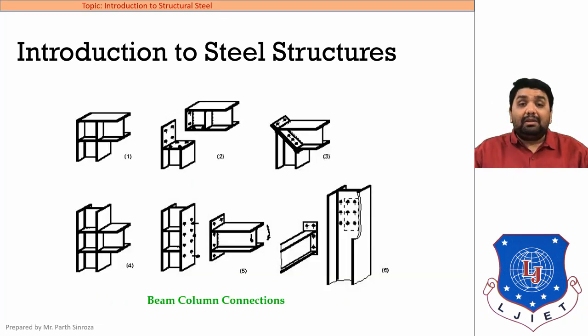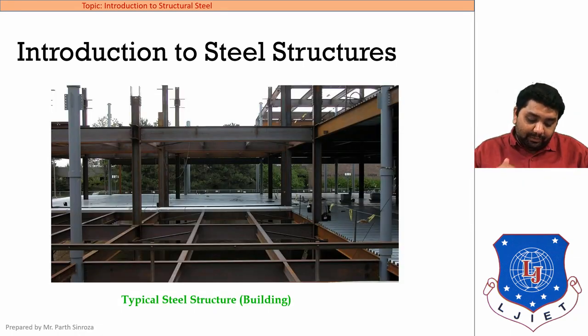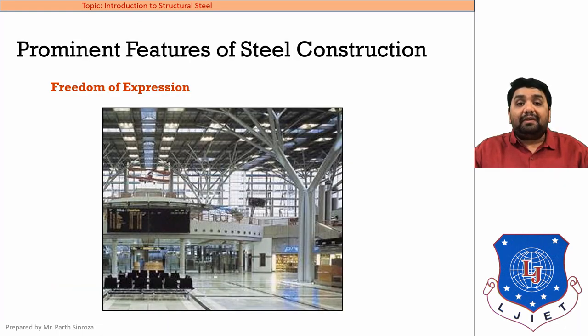Then these will be the beam column connections that I was talking about. Various beam column connections are being used, and these are the various types that we will be dealing with. They will be used to connect our beam to the column portion. Then, as you can see here, this is a typical or actual steel structure that you can see in this figure, that is built practically. And now we will be going through some features about steel construction, that what are the features of steel structure, why it is being preferred.